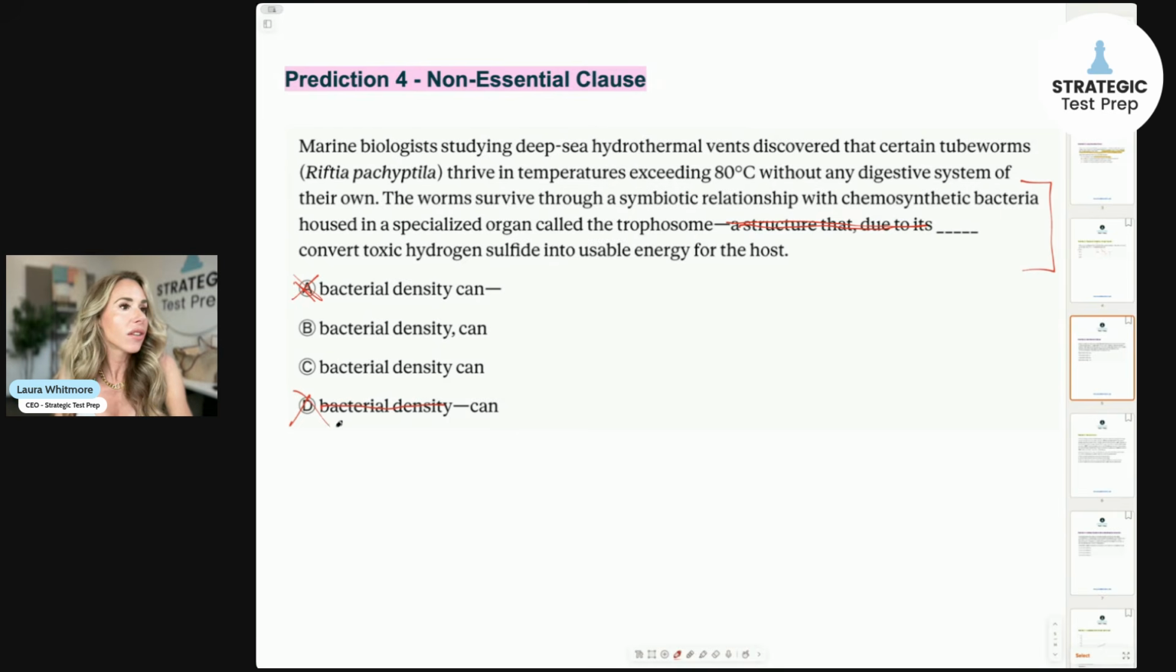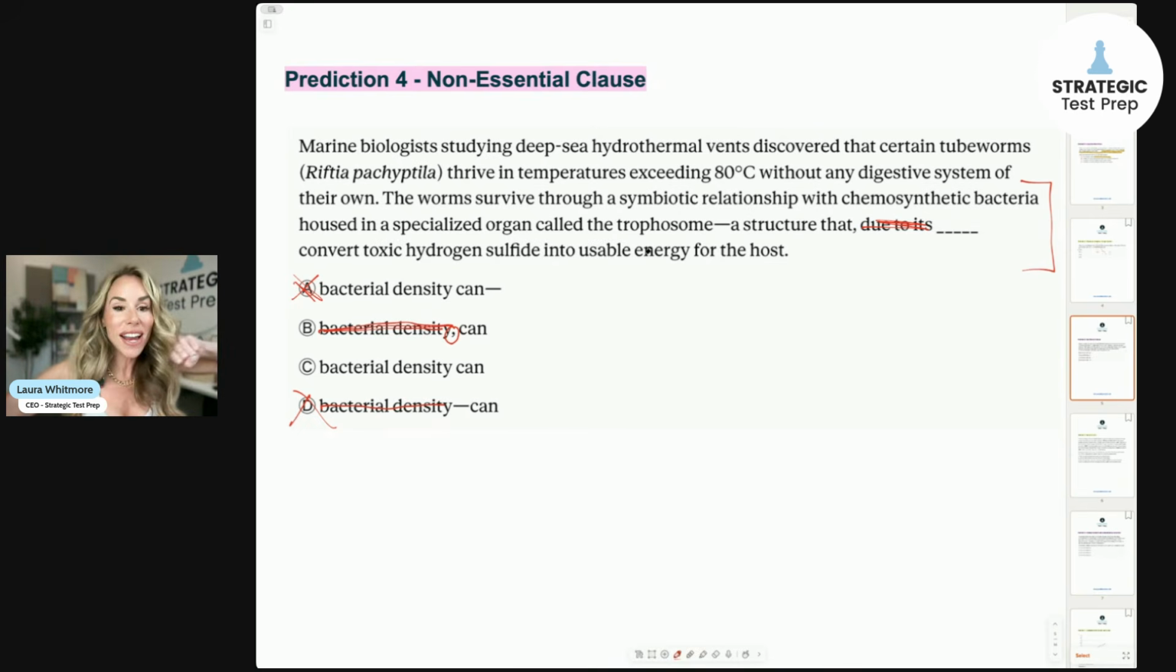Okay, and so if I look at answer choice B, what's interesting is since there's a comma here, it says due to its bacterial density, comma, that means that the due to its bacterial density, because it's between two commas, would be the non-essential. So let's see if it works without it. We have the worms survive through a symbiotic relationship with chemosynthetic bacteria housed in a specialized organ called the trophosome, a structure that can convert toxic hydrogen sulfide into usable energy.